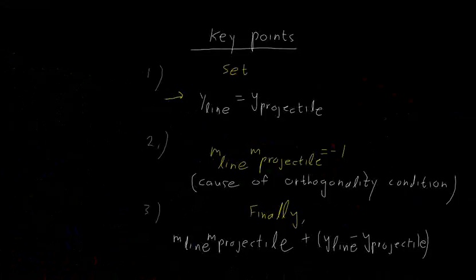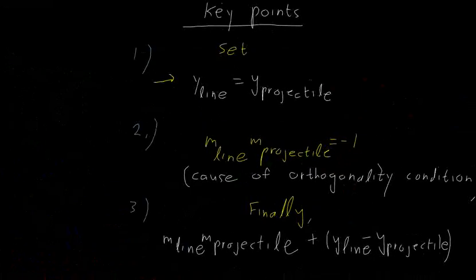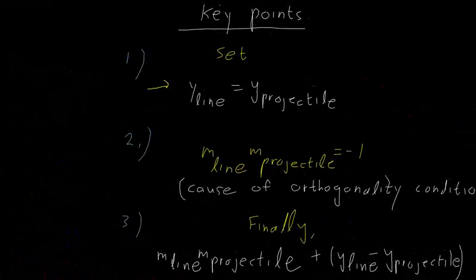So the projectile must be on the target line. That is the intersection condition. That is the first one that I've put. The second condition is that the slope of the projectile at impact must be perpendicular to the slope of the target line. You see here? The slope of the projectile at impact must be perpendicular to the slope of the target line. And we know exactly what that expression is.